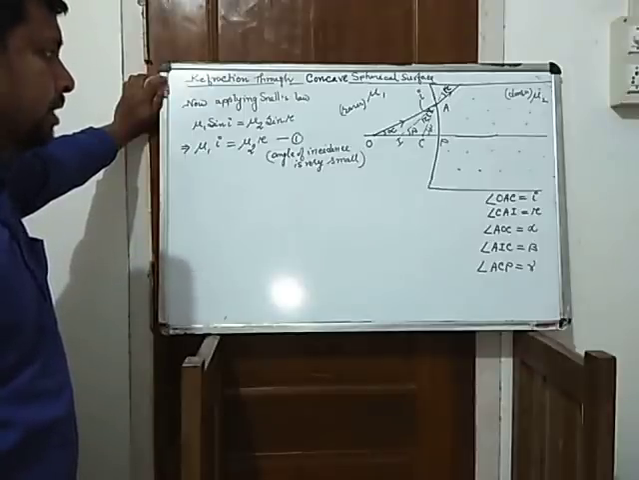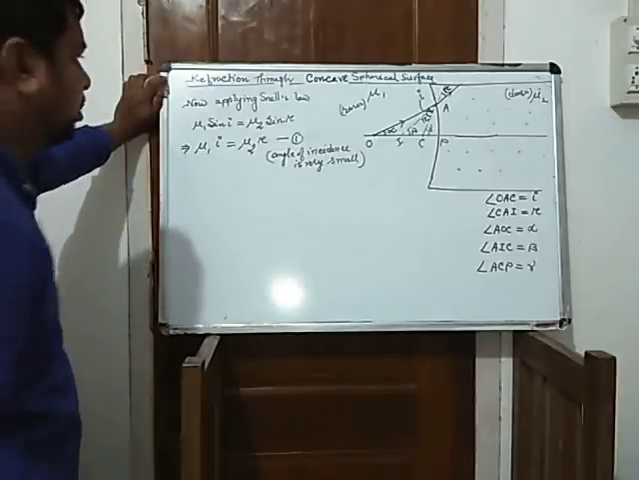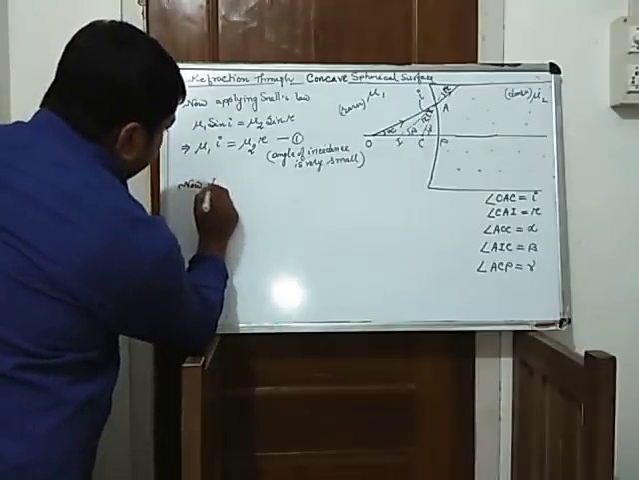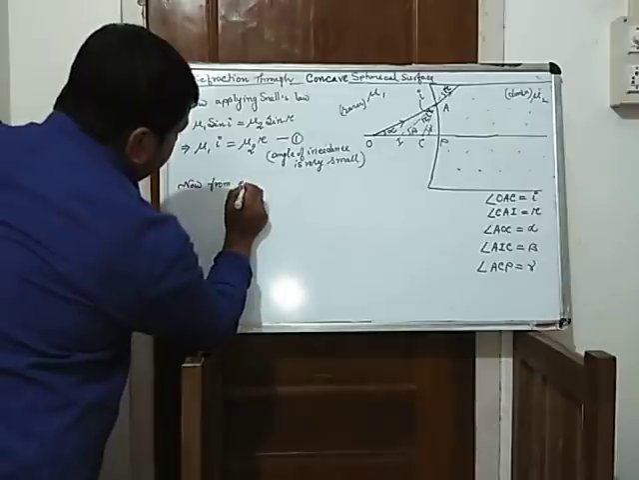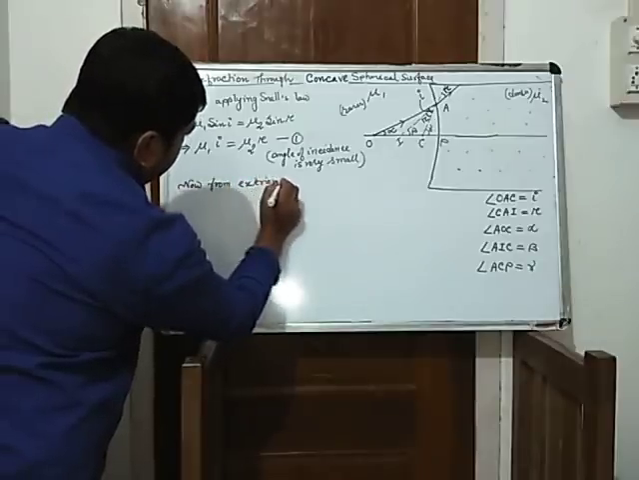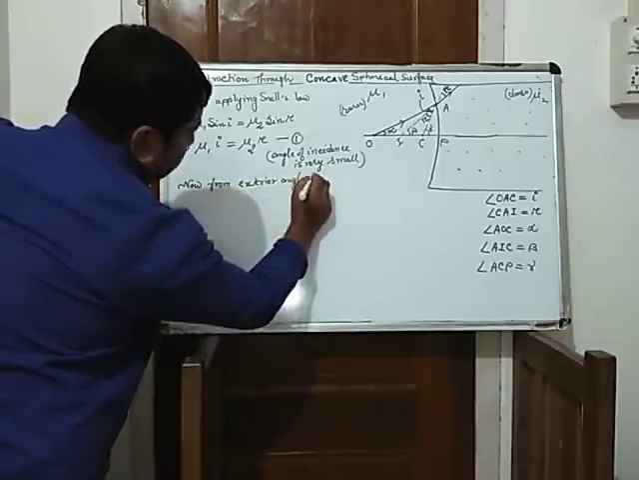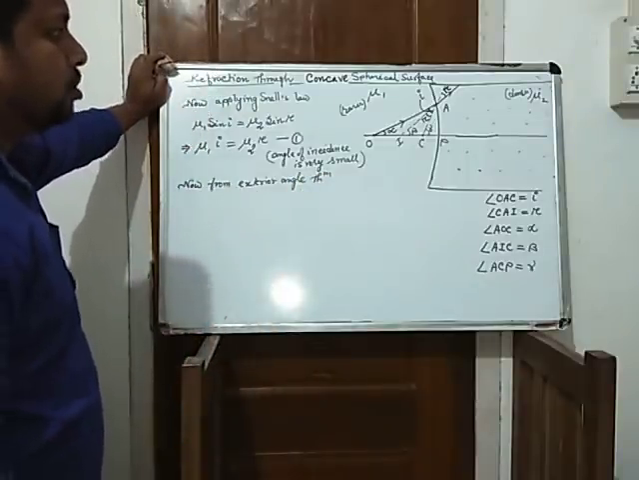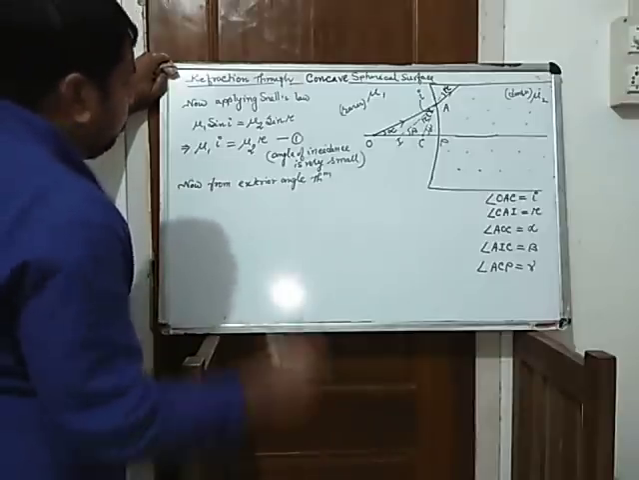Angle of incidence is very small. Okay, so now from the exterior angle theorem. The exterior angle of a triangle is equal to the sum of the opposite interior angles. Let us take the first triangle.